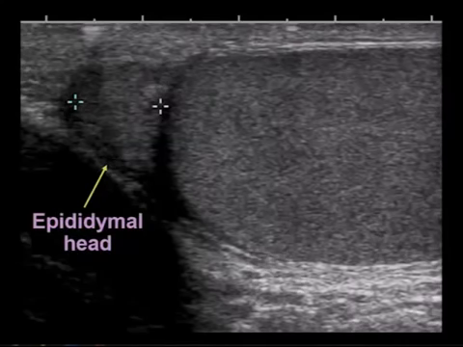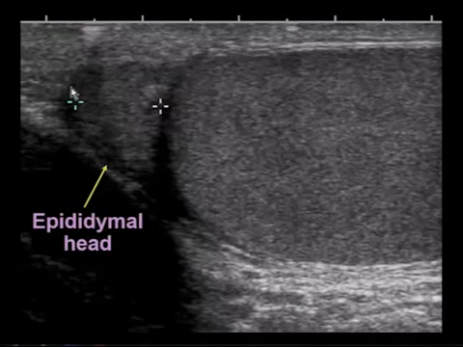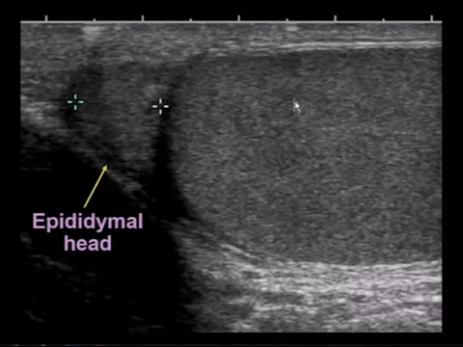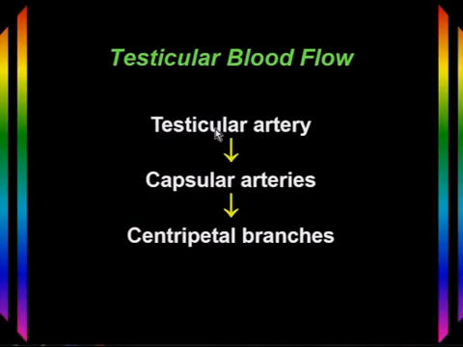We also look for the epididymis when we evaluate the testicles and the scrotum. The epididymal head sits at the superior aspect of the testicle, and its echogenicity is similar to the testicular parenchyma itself. Now, the blood flow to the testicle comes via the testicular artery, and that artery provides a branch to the capsule of the testicle, which travels around the periphery of the testicle and gives branches into the parenchyma of the testicle that are called centripetal branches.